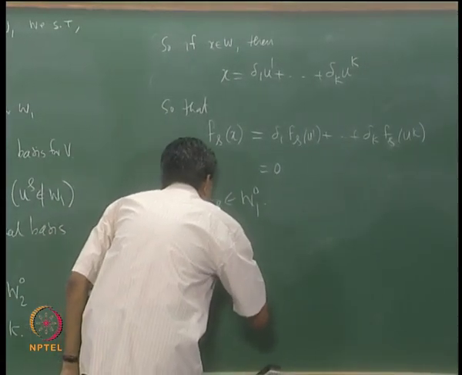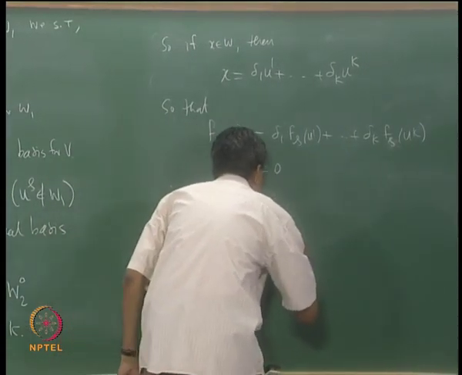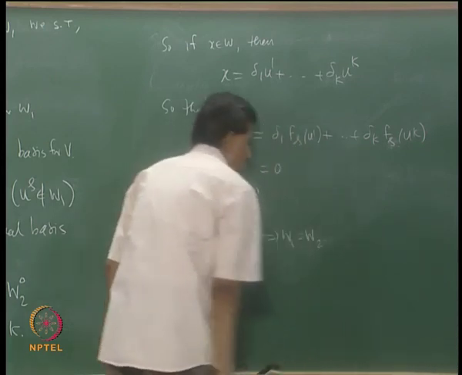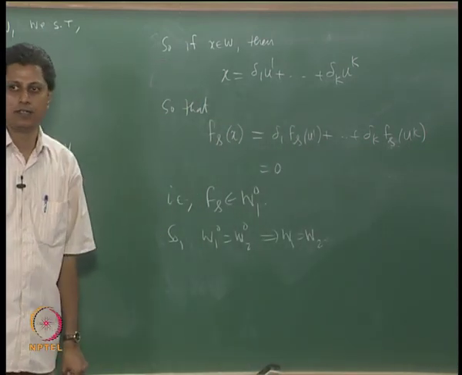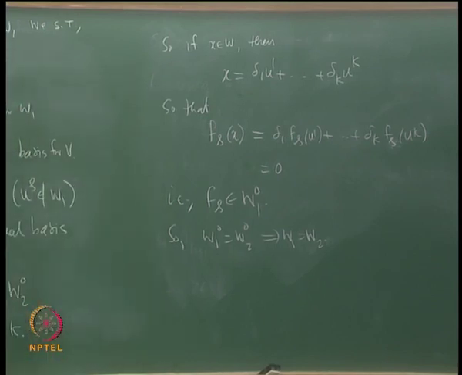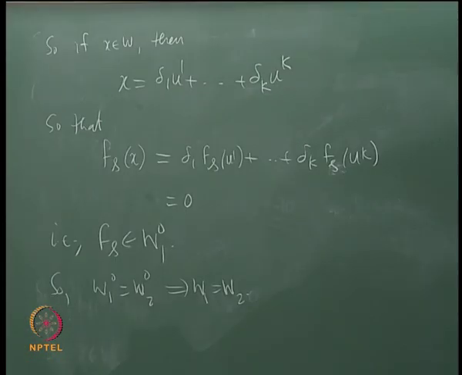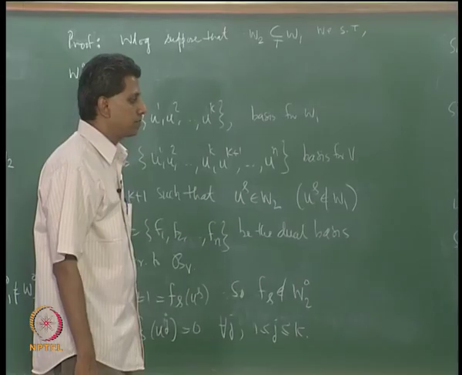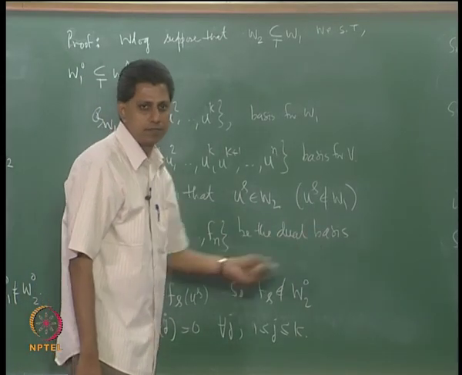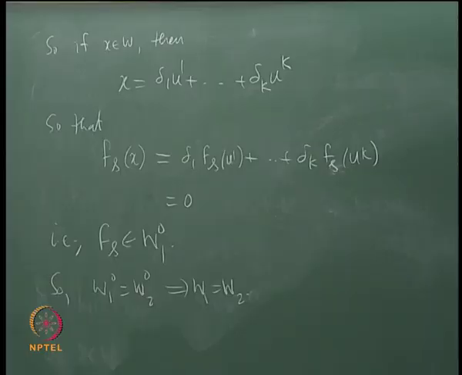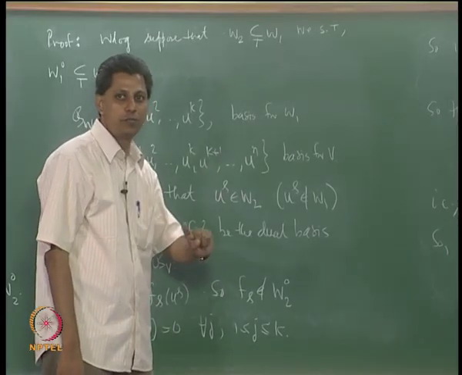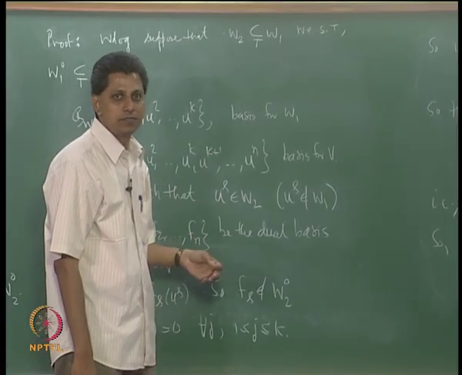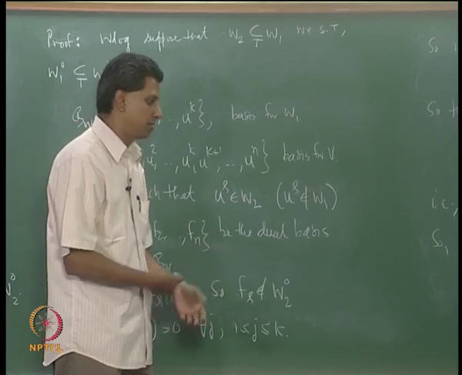So W1 0 equals W2 0 implies W1 must be equal to W2. If the annihilators coincide, then the corresponding subspaces, only for subspaces, must coincide. By the way, this formula does not hold if you take arbitrary subsets. If W1 is a subset and W2 is a subspace, then W1 0 could be equal to W2 0 without W1 being equal to W2. The underlying subsets must be subspaces.